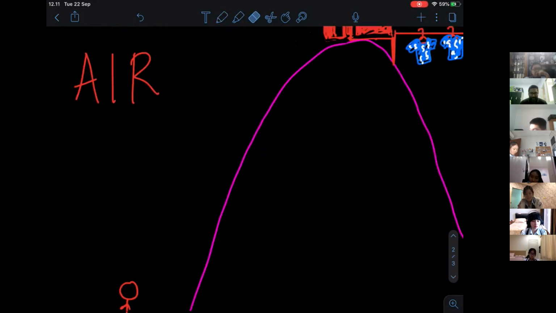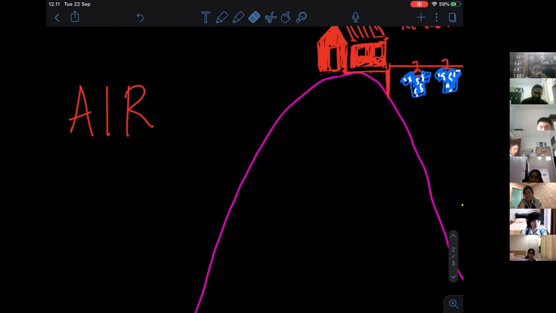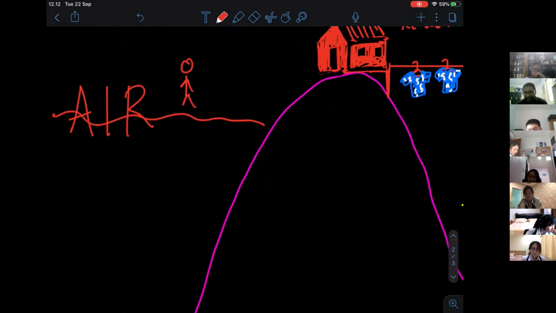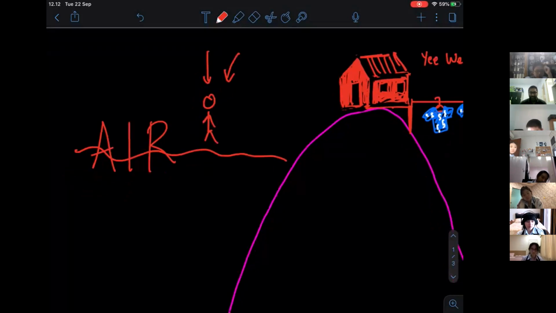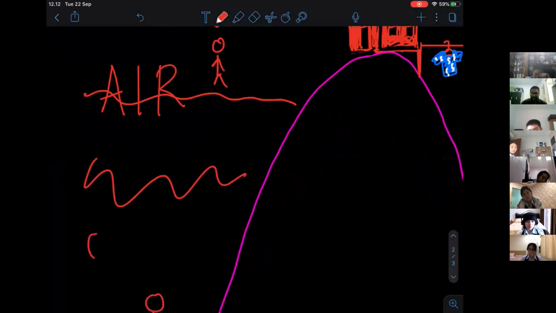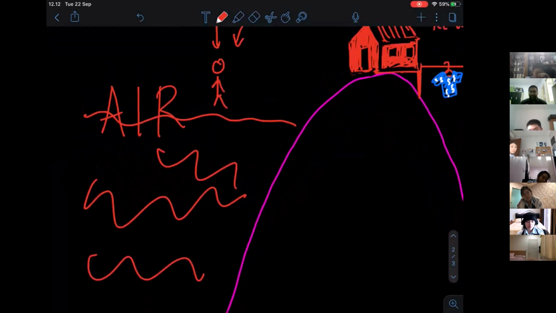Now, the moment you go slightly higher, all the air below you will not take any effect towards you. So now you only have less air surrounding you. I want you to understand this situation first. The higher the altitude you have, the less air surrounding you, because all this air will not push you.